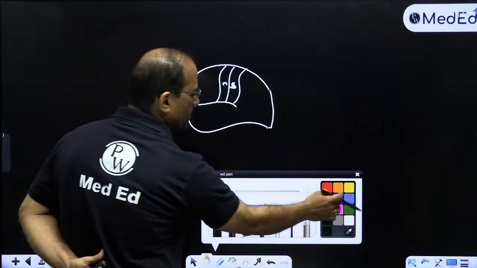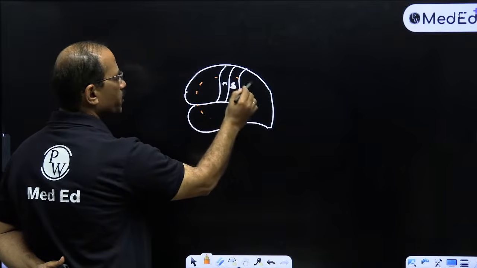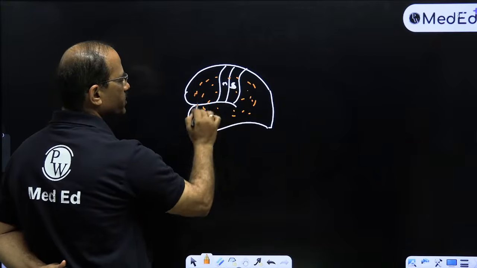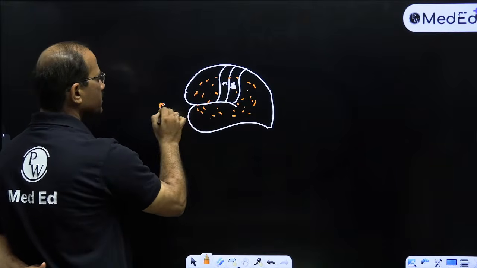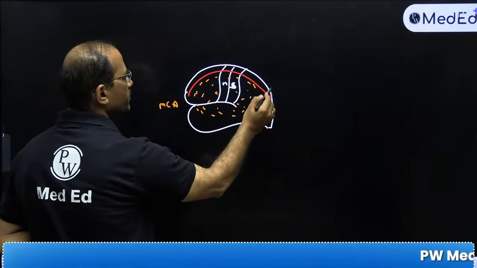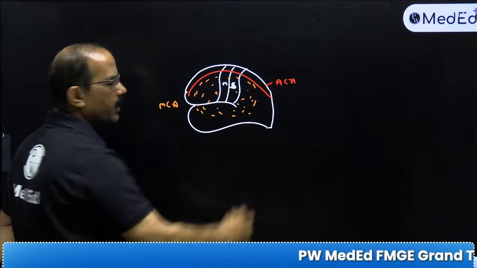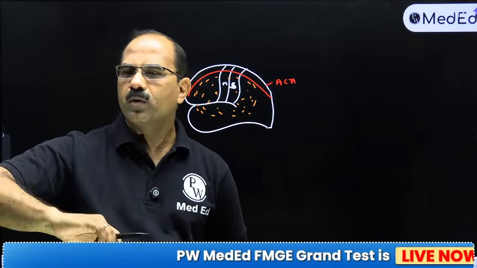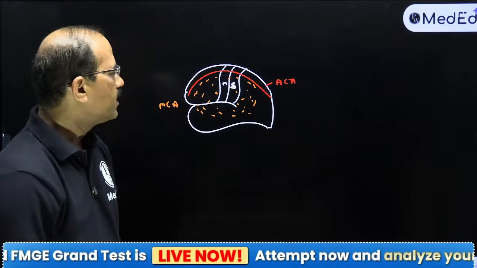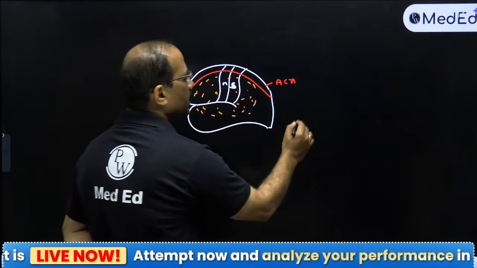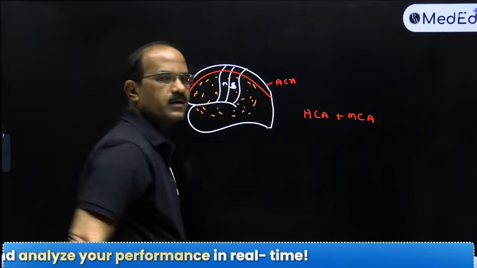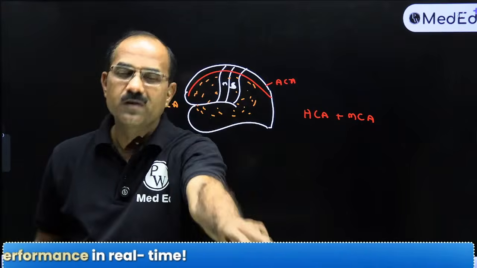You tell me who supplies this entire superolateral surface of the brain. This entire superolateral surface of the brain is supplied by the middle cerebral artery. A small area on the superolateral surface is supplied by the anterior cerebral artery. So the blood supply of the motor and the sensory area, there are two arteries, just remember that. It's ACA plus MCA, the anterior cerebral and the middle cerebral artery.